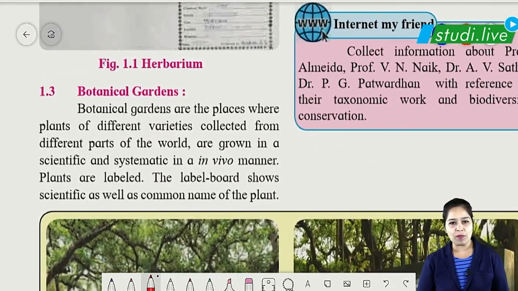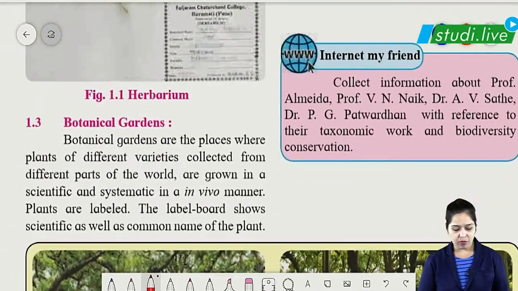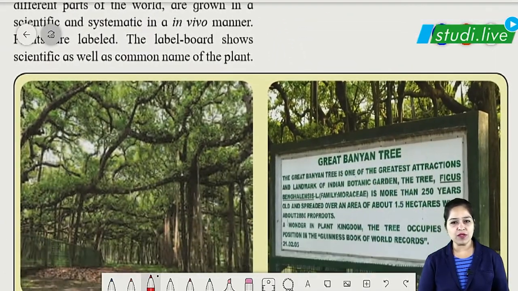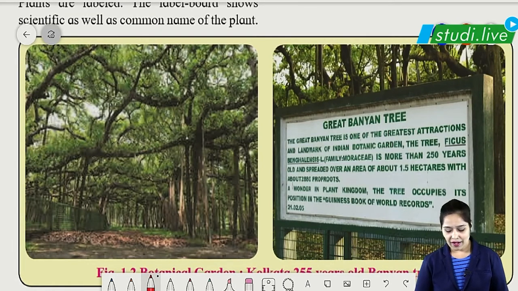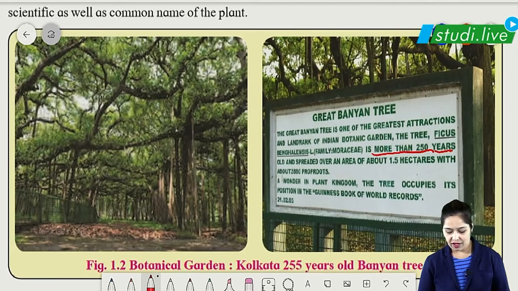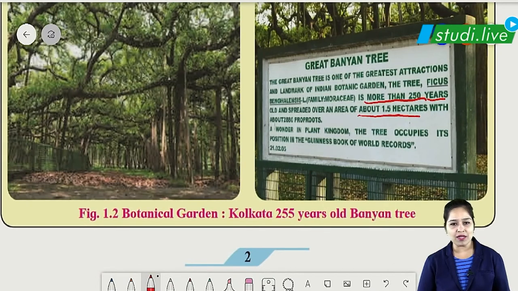So now the second topic, which is our botanical garden. Here in this figure you can see a botanical garden, and you can see the big label given as the great banyan tree, with a detailed explanation that it is older than 250 years and covers an area of 1.5 hectares. Such plants are kept in a botanical garden. This is an example of a botanical garden in Kolkata, where we have a 255-year-old banyan tree.